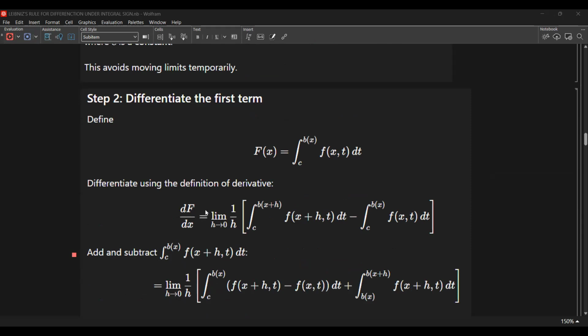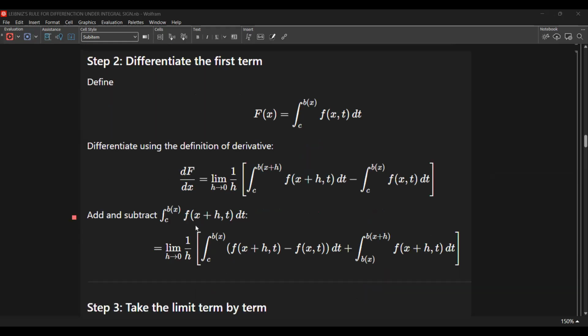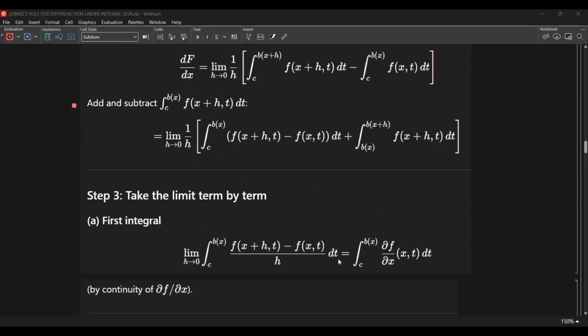Differentiate using the definition of the derivative. So the derivative of F with respect to x is the limit of 1 over h times the integral of f of x plus h, t dt from c to b of x plus h, minus the integral of f of x, t from c to b of x. So add and subtract the integral from c to b of x of the function f of x plus h, t. Then take the limit term by term.